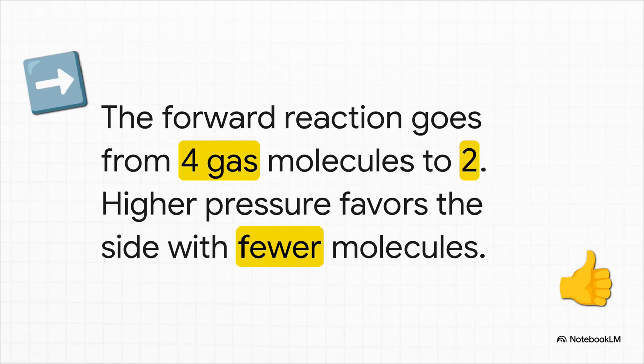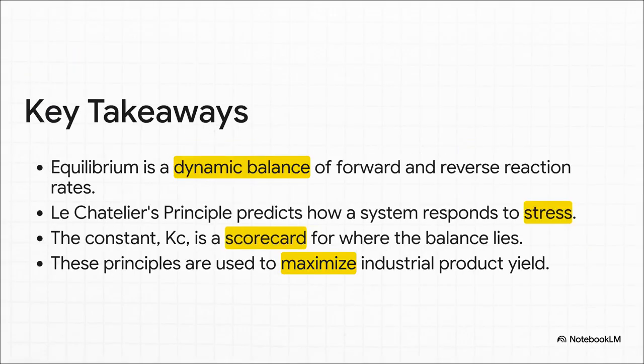On the left side, you've got 1 nitrogen plus 3 hydrogens. That's 4 molecules of gas. On the right, you've only got 2 molecules of ammonia. So just like we said before, when you squeeze the system with high pressure, it shifts to the side that takes up less space, the side with fewer molecules. So let's boil it all down.